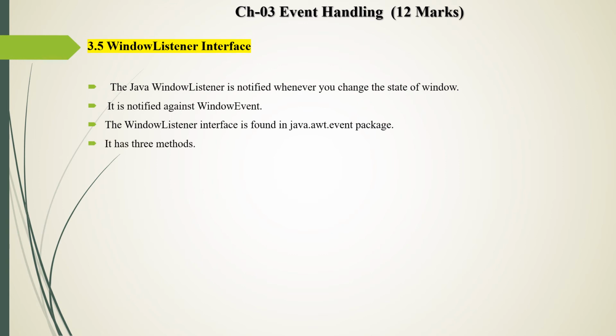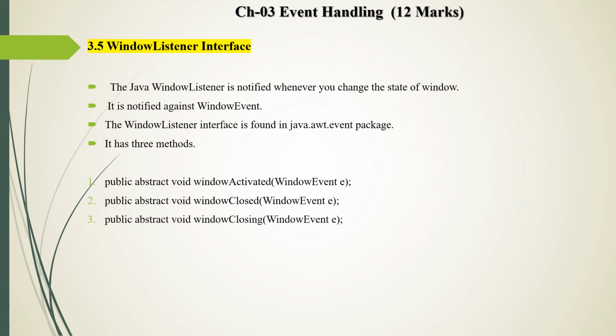It has 7 methods. So we see them one by one. The first method is public abstract void windowActivated. When the window is activated, that time this method is executed, and all methods have one parameter, that is an object of the WindowEvent class, and no method returns any value, so the return type of the methods is void. The second method is void windowClosed, and the third method is void windowClosing. Both methods have one parameter, that is an object of the WindowEvent class.